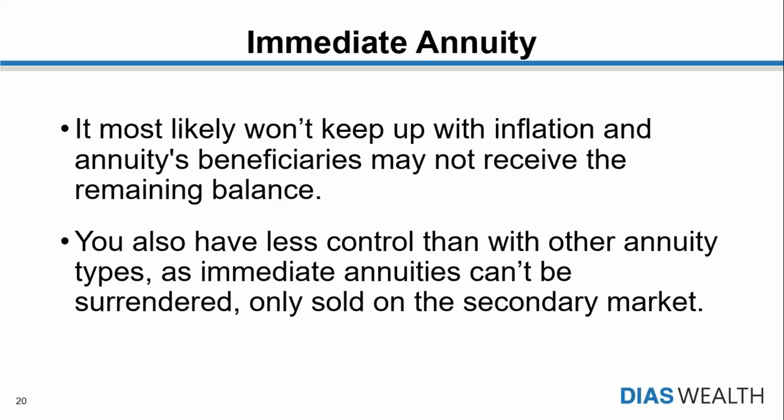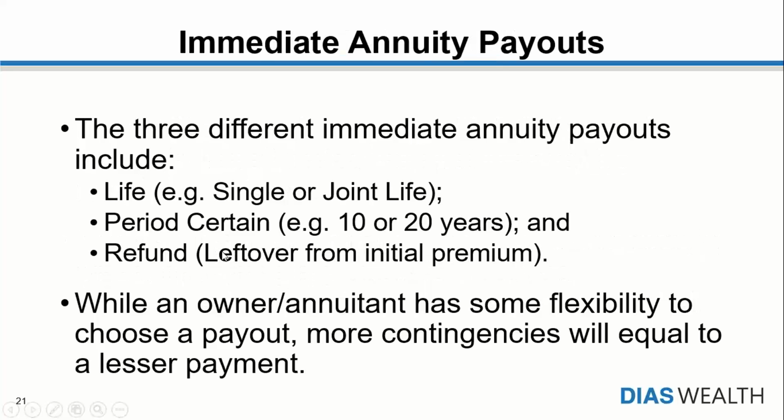Out of all the different types of annuities, it has the least amount of control, or what they call flexibility, because immediate annuities cannot be surrendered, only sold in the secondary market. So if you ever hear a commercial on TV, "I have an annuity and I need cash now, call," that's what they're referring to. It's for an immediate annuity. On a side note, a lot of the car accident annuities are structured with immediate annuities.